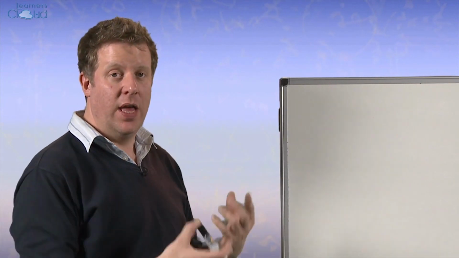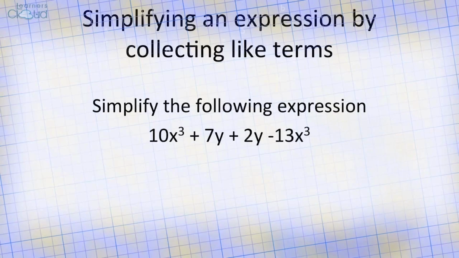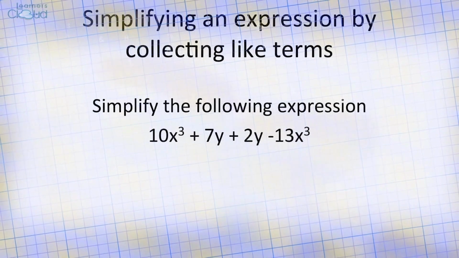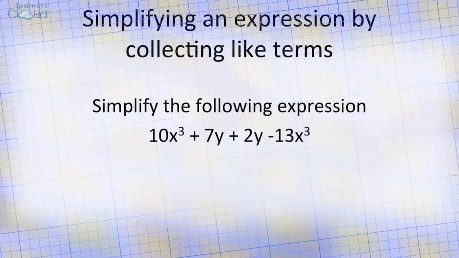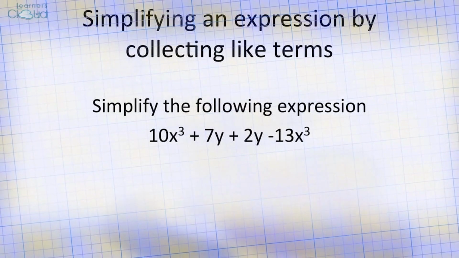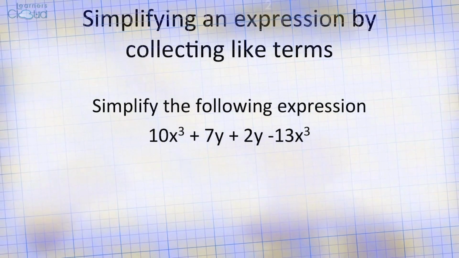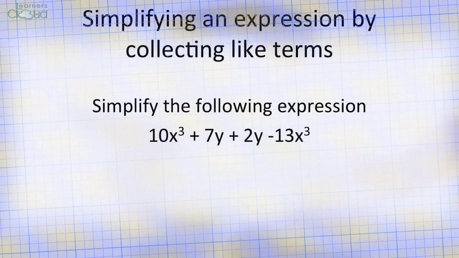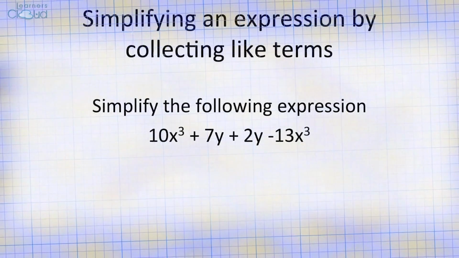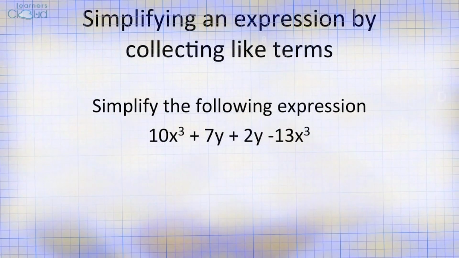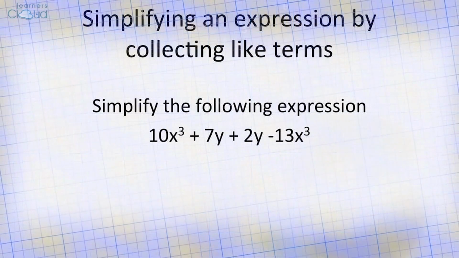Right, so let's look at some examples where they're asking us to simplify by collecting like terms. This first question asks us to simplify the following expression: 10x cubed plus 7y plus 2y minus 13x cubed. So our answer is going to have a y term to it and an x cubed term, and we can work out each one of those separately.